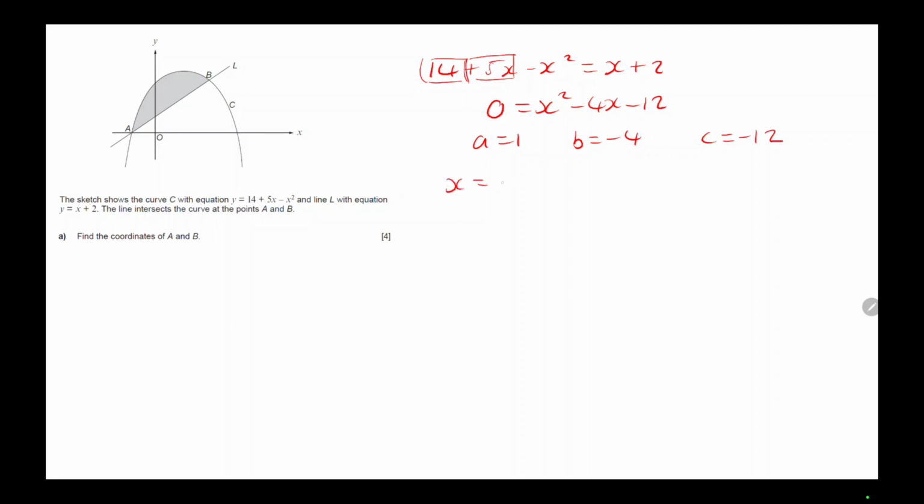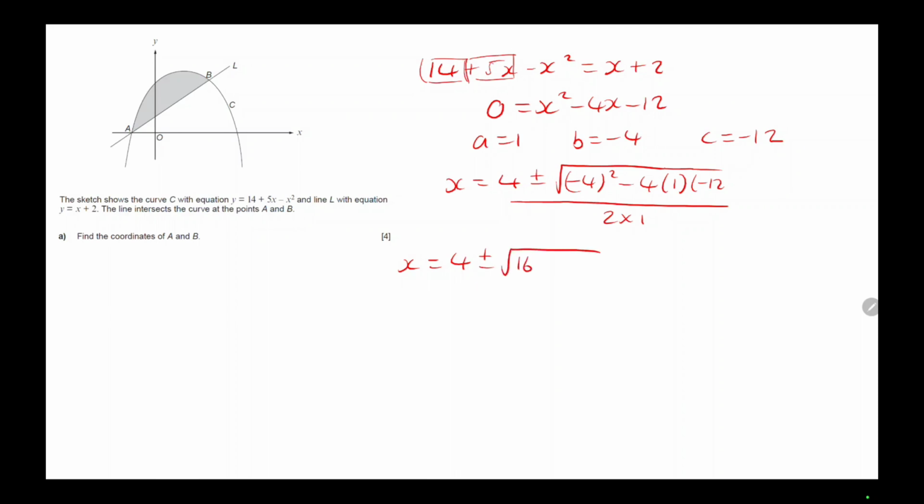Our quadratic equation, x equals minus b. Now in this question, b is already minus, so minus minus 4 will give us just 4. And we have the square root of minus 4 squared minus 4 times a, which is 1, times minus 12, all over 2a, which is 2 times 1. This gives us x equals 4 plus or minus the square root of 16 plus, because of the two minuses, 4 times 12, which is 48, all over 2.